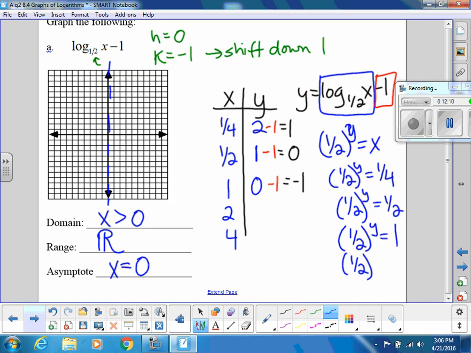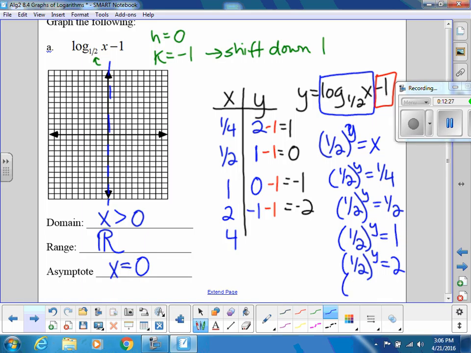So if I wanted to get 1/2 to some power equals 2, then this is going to have to be a negative answer because it's going to flip-flop it. So that's going to be -1. And then I have to subtract 1 from that. So that's going to end up being -2.